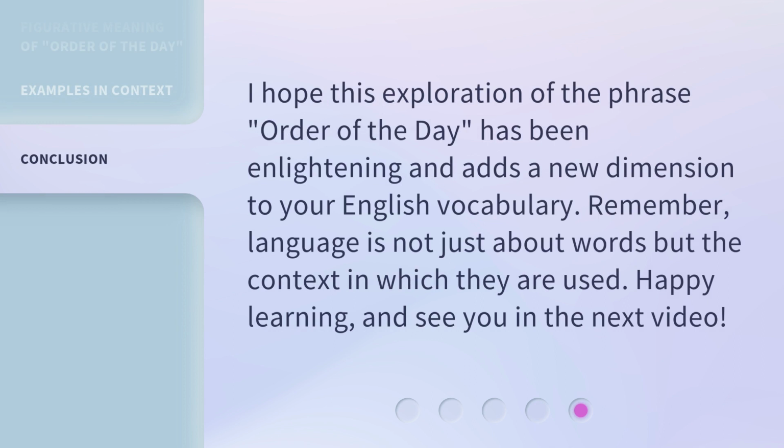I hope this exploration of the phrase, order of the day, has been enlightening and adds a new dimension to your English vocabulary. Remember, language is not just about words but the context in which they are used.